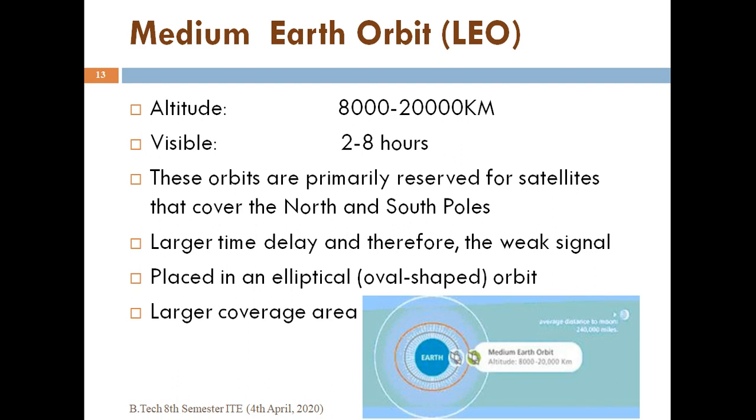The second type of satellite is medium Earth orbit. The altitude is 8,000 to 20,000 kilometers. They are visible for 2 to 8 hours. These orbits are primarily reserved for satellites that cover the north and south poles. Larger time delay and therefore weaker signal. They are placed in an elliptical, oval-shaped orbit. If you see, low Earth orbits are circular, but medium Earth orbits have elliptical or oval-shaped orbits, and they have a larger coverage area than low Earth orbit.